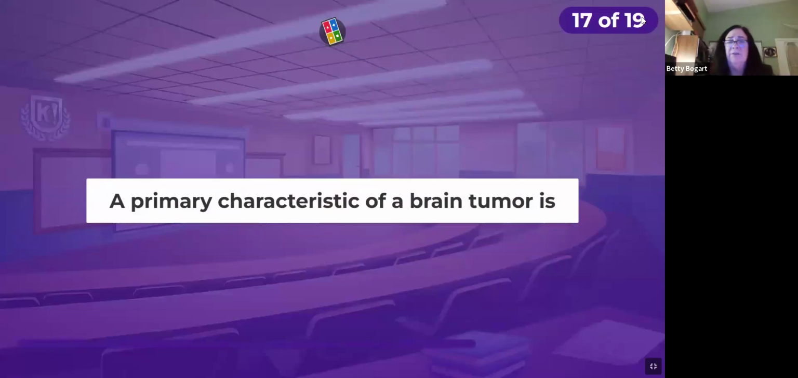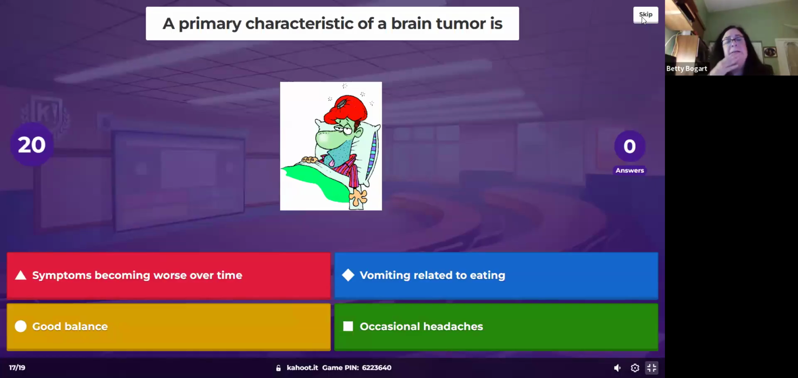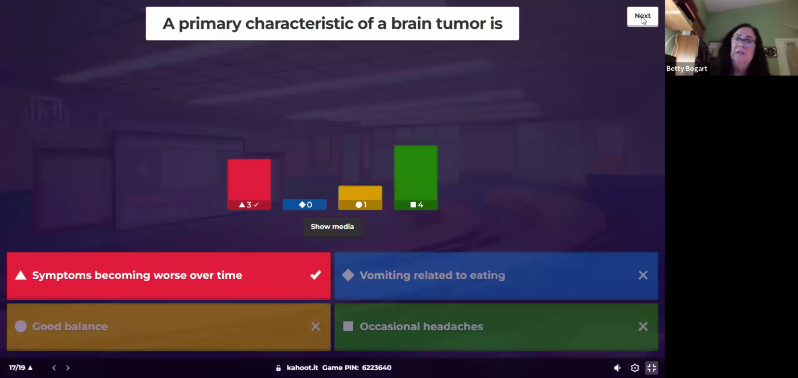A primary characteristic of a brain tumor is, what do you see? I've got this thing in my head growing. What am I going to see? It's basically symptoms that become worse over time. Vomiting, not related to eating. Occasional headaches, no. Headaches that progressively are getting worse. And balance that is progressively, I'm not as good as I was when I started. So it's symptoms worse over time.